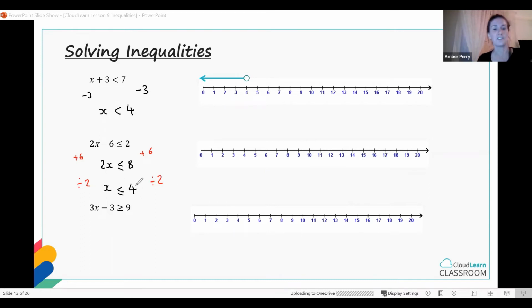So once we've solved it, you may be asked to represent it on a number line. You'd come over to your number line, find 4, draw a circle, make sure you colour it in this time because we have got an or equals sign, and then draw an arrow. It doesn't have to be neat, just has to be obvious which direction you're going in, and make sure it's going in the less than direction there. Okay. And we've got one more to do.